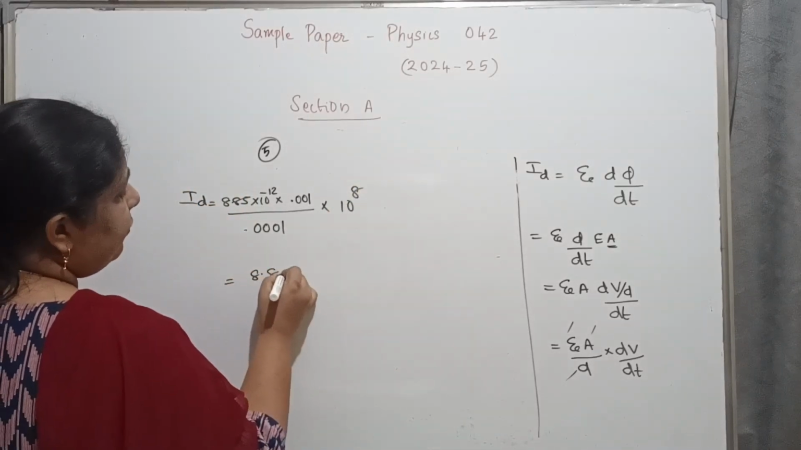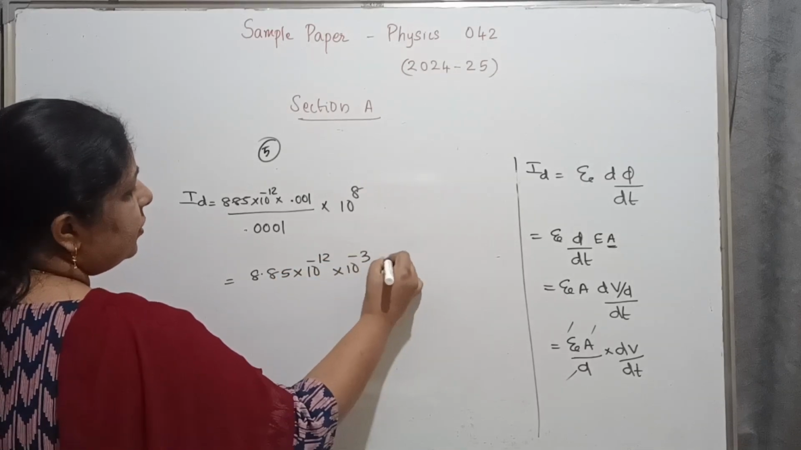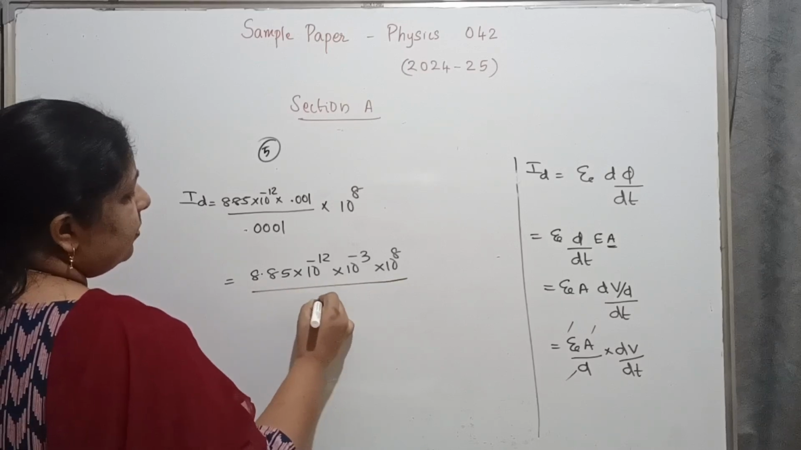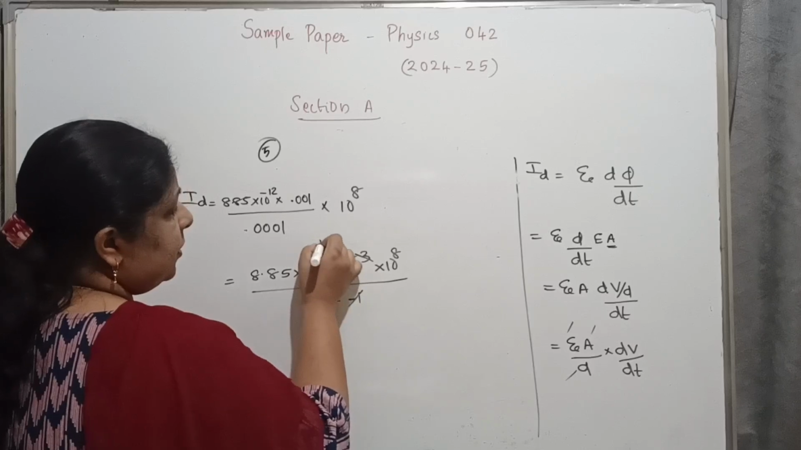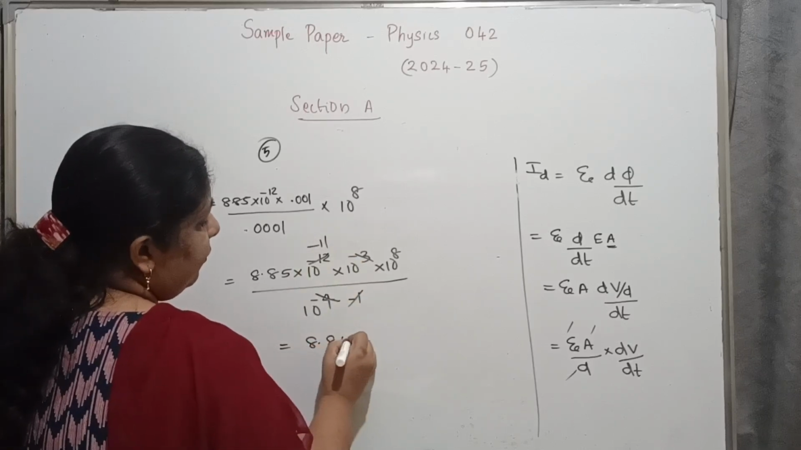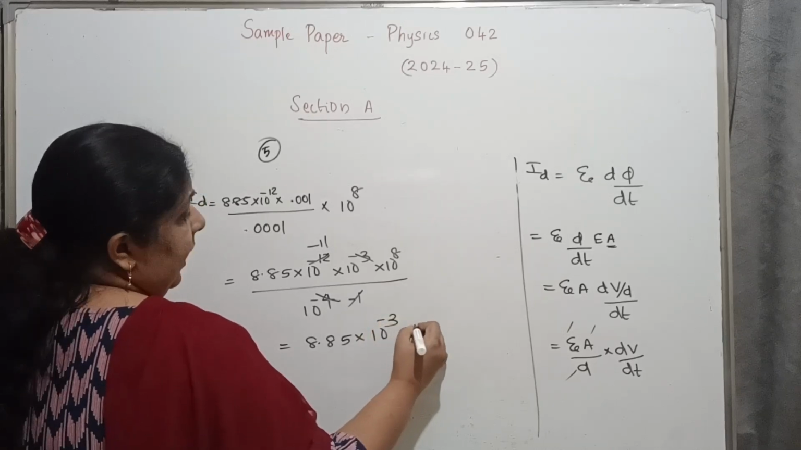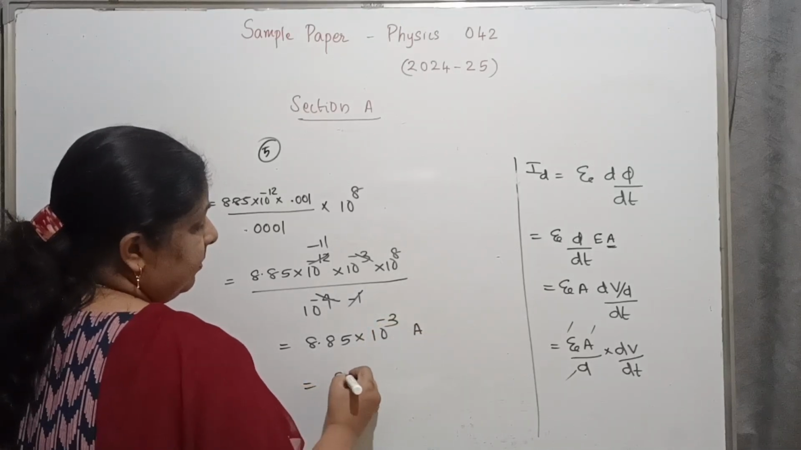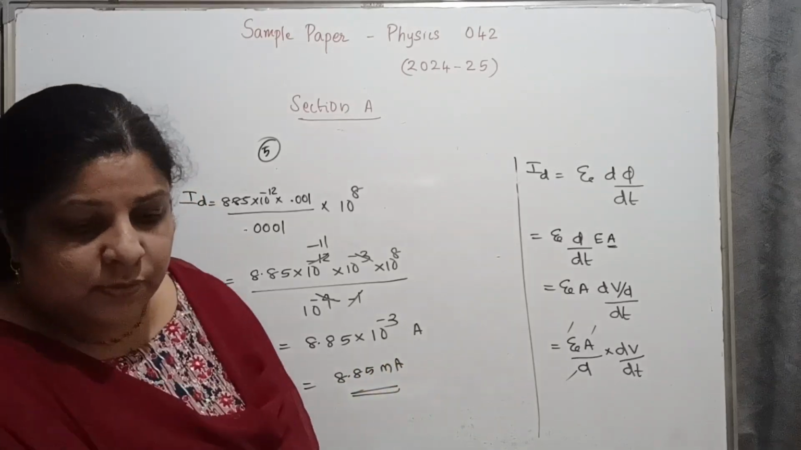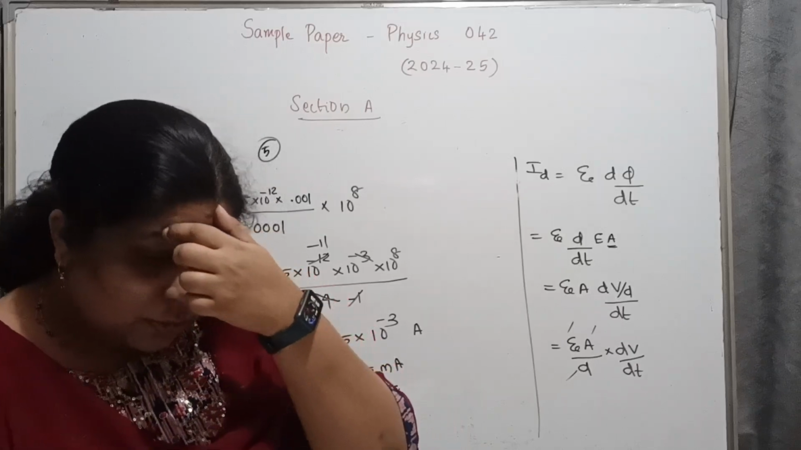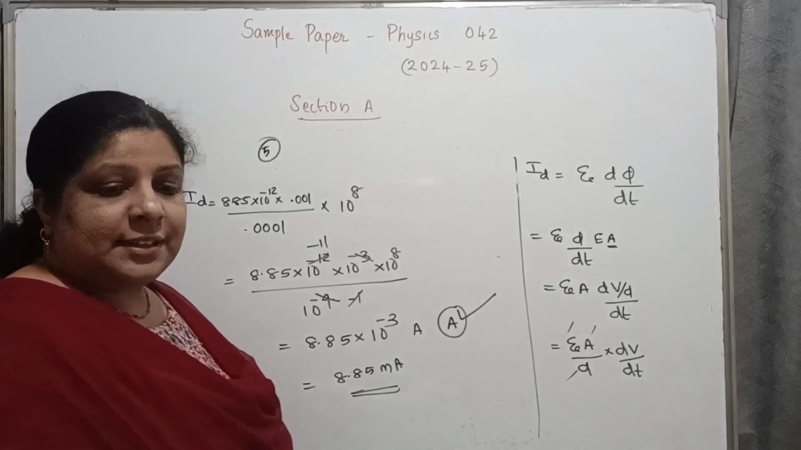This is 8.85 into 10 raised to minus 12 into 10 raised to minus 3 into 10 raised to 8 divided by 10 raised to minus 4. Minus 4 and minus 3 it will be minus 1, minus 1 and minus 2 it will be minus 11. So 8.85 into 10 raised to minus 11 and 10 raised to 8, 10 raised to minus 3 ampere, or it is 8.85 milliampere. So in the options we have 8.85 into 10 raised to minus 3 ampere. So option A is the answer for question number 5.